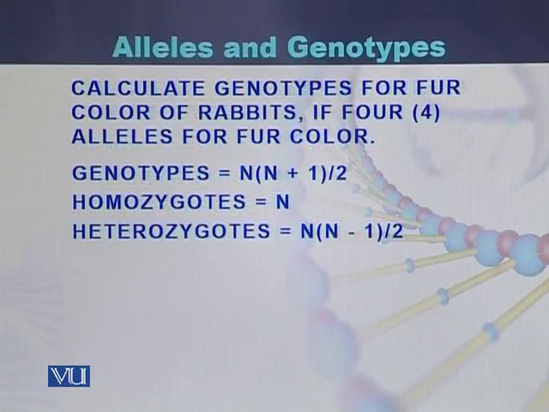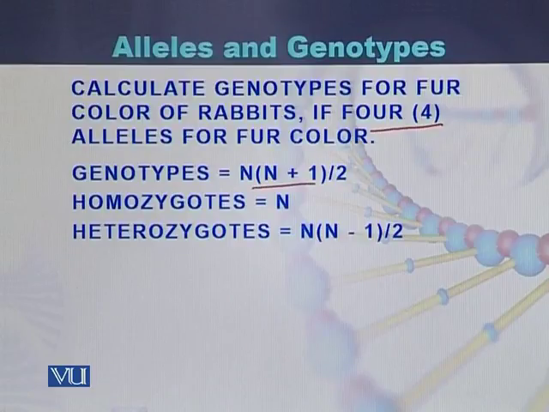If we try here to calculate the genotypes for fur color of rabbits, rabbits have 4 different alleles. 4 different alleles are present to code the fur color of rabbits. Genotypes can be calculated with this formula.